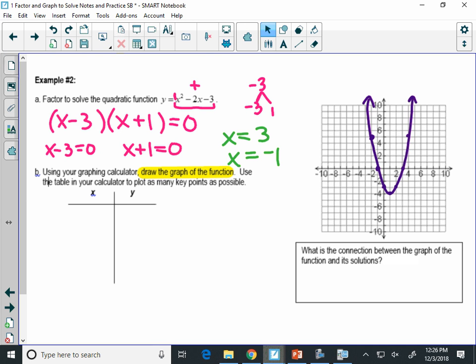What do you notice about the x-intercepts of this graph? Where's the x-intercepts of the graph you made? X is at negative 1 and 3. What is the connection to what we did with factoring? That's what the x equaled. So the x-intercepts were the solutions.